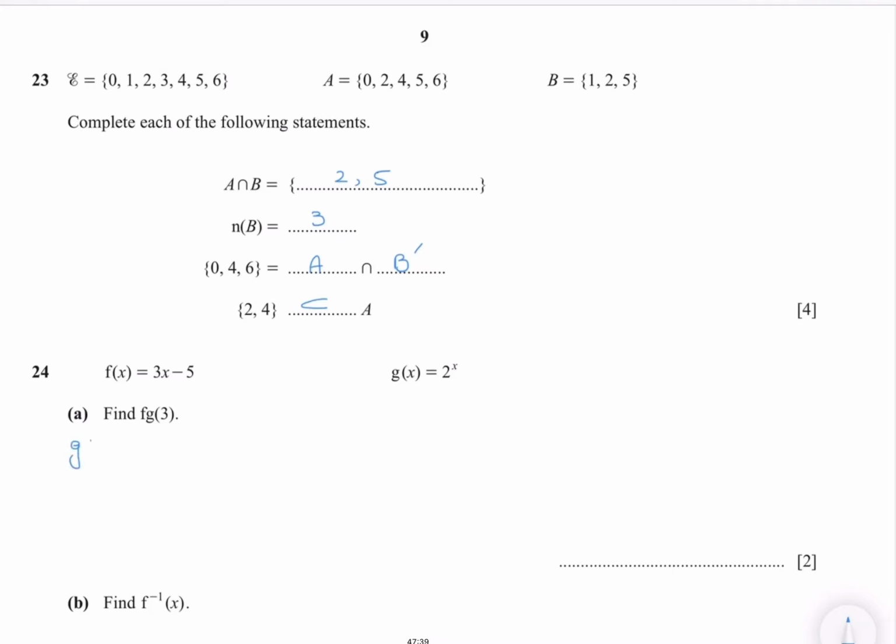Question number 24. Find f of g of 3. So find g of 3. So g of 3 equals 2 power 3, which is 8. So f of 8 equals 3 times 8 minus 5. So this is 24 minus 5, which is 19.